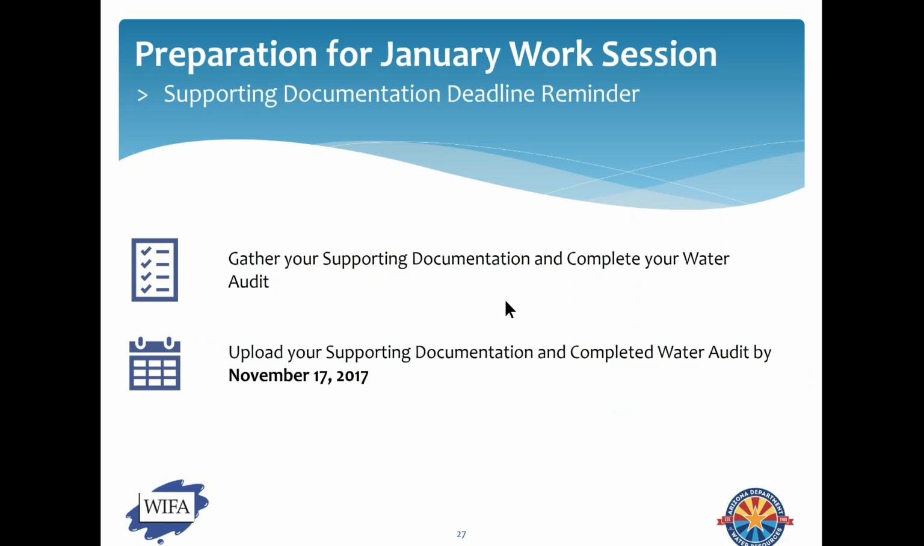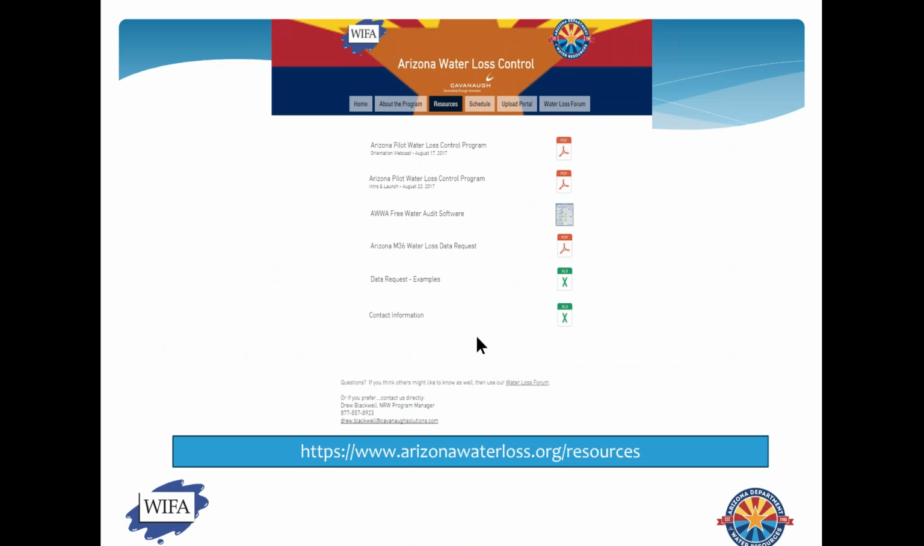What are we doing for the next month or so? Gathering the supporting documentation, completing your top-down water audit. That supporting documentation, by the way, the request for it is here. So if you go to the resources page in our program website, AWWAwaterloss.org, and the password is lowercase Arizona, the Resources tab will take you to this document here, which is a PDF that outlines what specific supporting documents we're asking for.